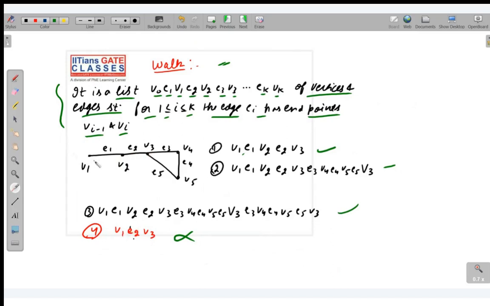You can say it like this also. From v1 you want to jump to e2, so you have to lift the pen and then jump there. That is not possible. So if you are able to do it without lifting the pen, that is a walk. Very simple. Like you are walking, you are not flying. If you are walking on a road, you are simply walking, you cannot fly from one point to another point.